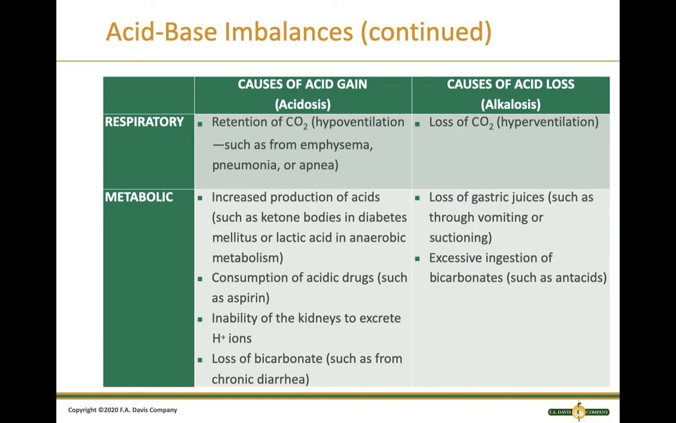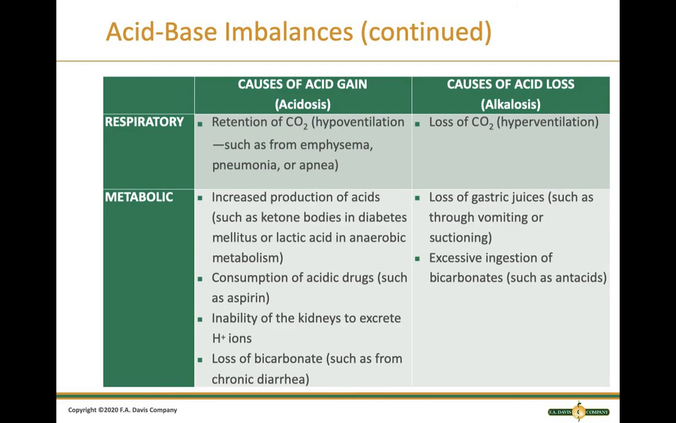Then next we need to know the cause of metabolic acidosis. So there could be several causes of this. One is increased production of acids, such as ketone bodies in diabetes mellitus or lactic acid in anaerobic metabolism. Could be caused by consumption of acidic drugs like aspirin. Could be caused by the inability of the kidneys to excrete hydrogen ions, such as in renal insufficiency. Or it could be from the loss of bicarbonate, such as from chronic diarrhea.